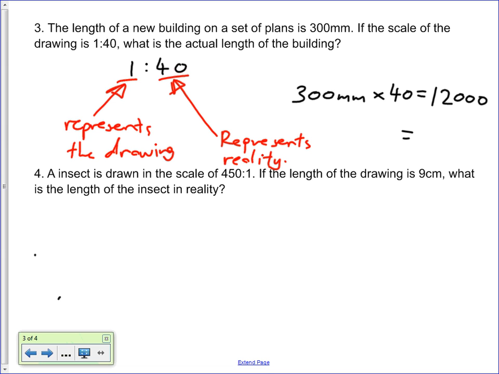12. Yeah? So that's millimeters. And so 12,000 millimeters is equal to 12 meters. And so that's the length of the actual building. So the scale tells me that 300 millimeters, I multiply that by 40 to get to the real size of the building. Any questions about what I've done here?